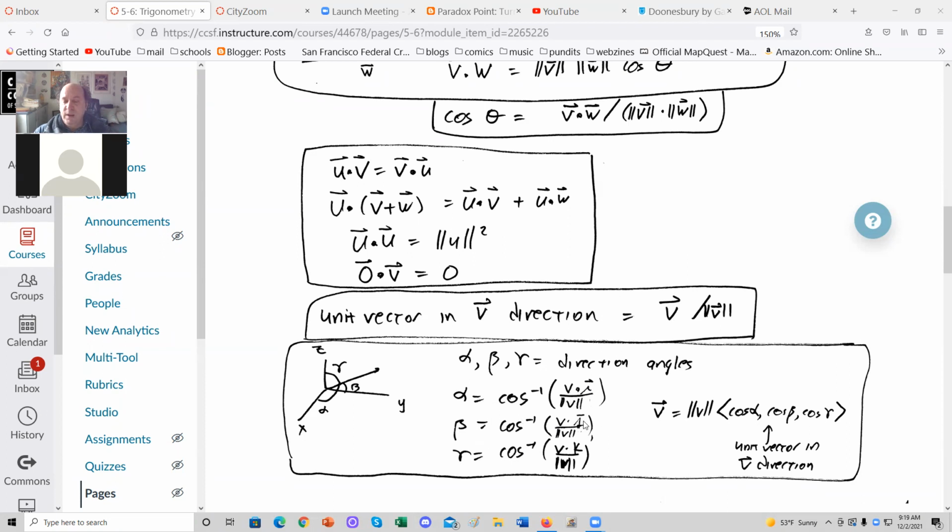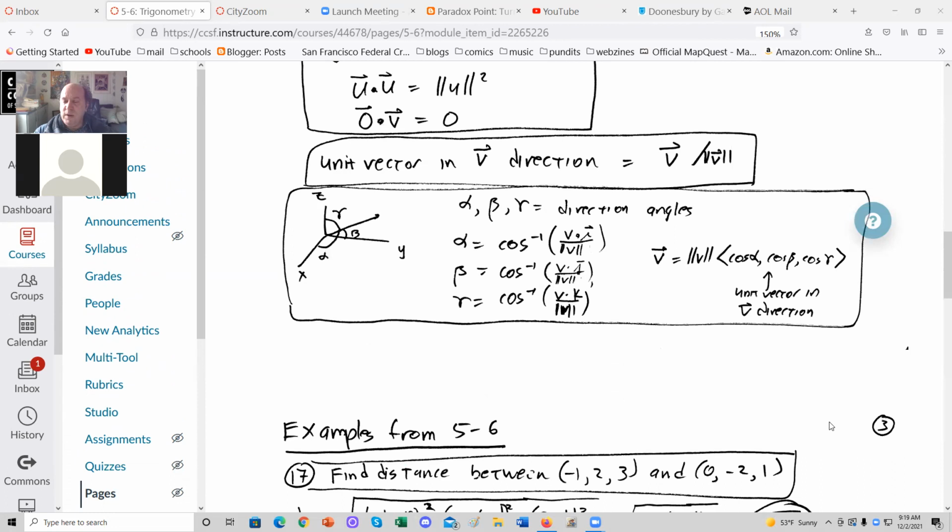And if you work it out, that means that v is equal to its length times the unit vector cos alpha by cos beta by cos gamma. That's the unit vector in the v direction.